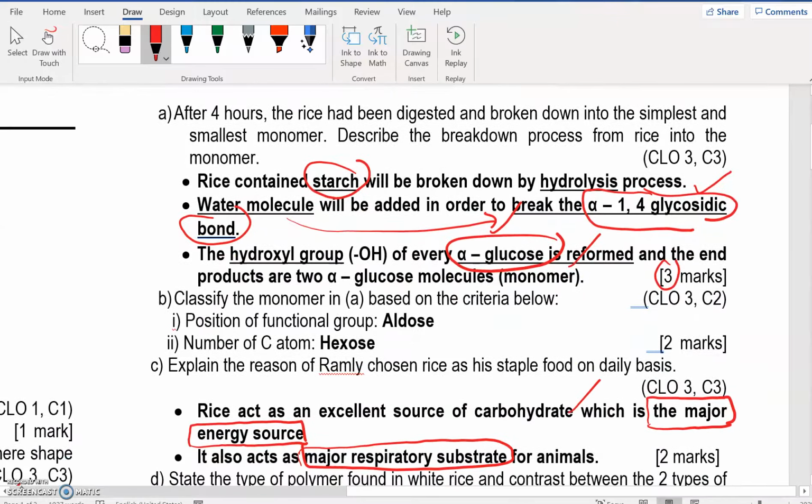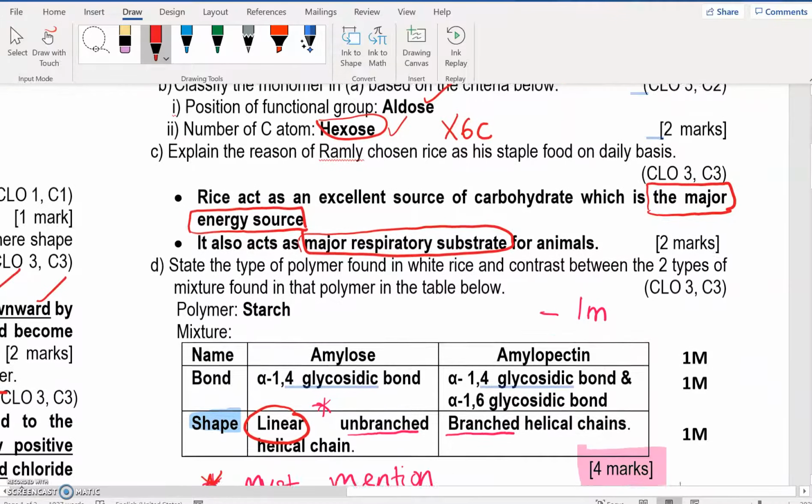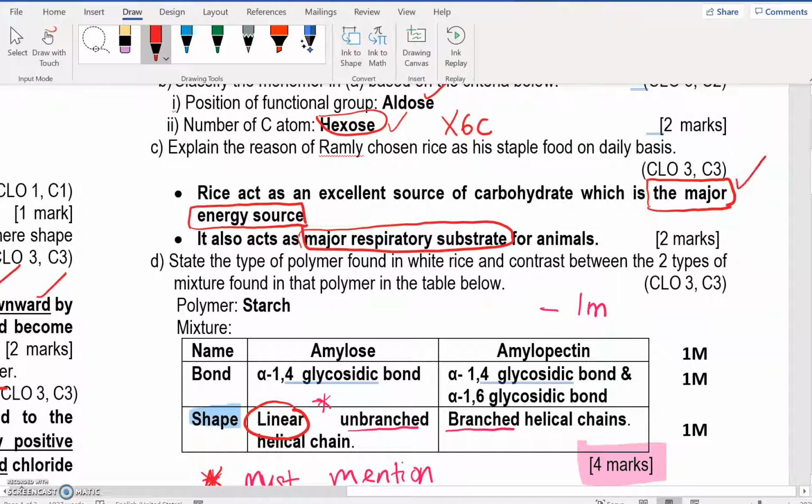And then this one, aldose. It is wrong if you only write down 6 carbon; it must be hexose, aldose. Then major energy source is 1 point, and another one is major respiratory substrate. So 2 marks here.